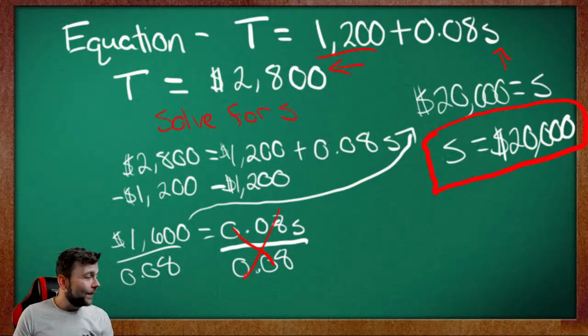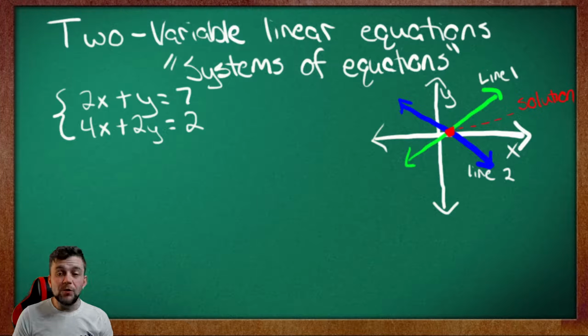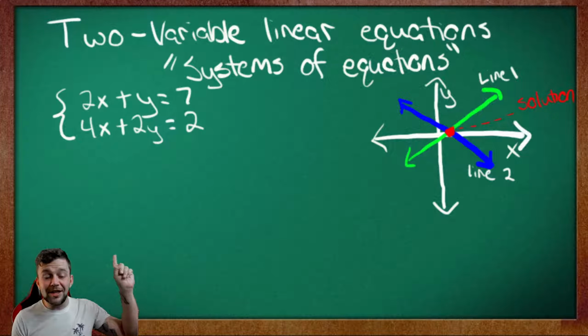But that is it. That is it for our one variable linear equations. And now we're going to move on to two variable linear equations. Okay, this gets a little bit more complex, but it's still roughly the same idea. We're going to get back to the exact same process that we've just been covering. You have two variable linear equations, also known as a system of equations. That's what that looks like up there.